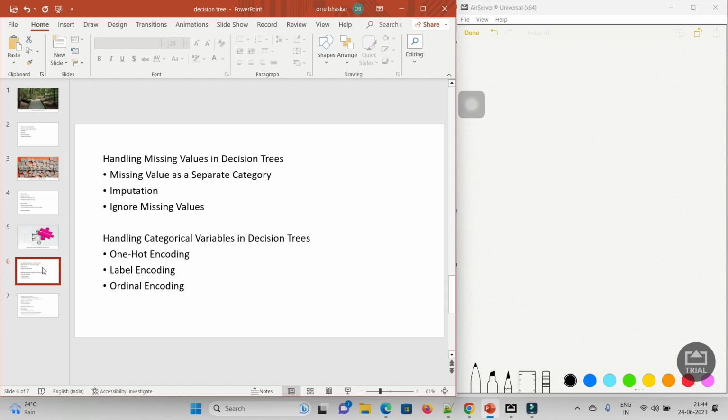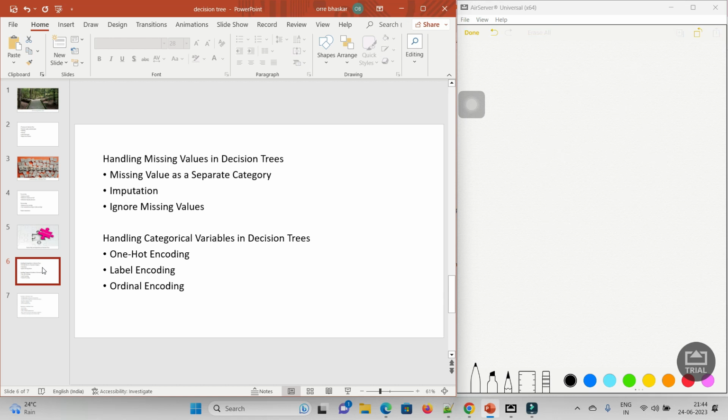Next is ordinal encoding. If you have different categories and you know there is a relationship between them, let's take high, medium, low. High is more, medium is less, and low is much less. So there is a relationship. So we can keep high as 3, medium as 2, low as 1. Just encode them, so the relationship is also captured.